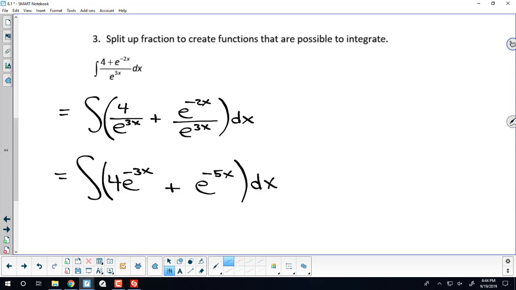So what is the antiderivative of 4e to the negative 3x? We're at negative 3, right, so we're going to divide through by the negative 3. So we have negative 4/3 e to the negative 3x. And then the antiderivative of e to the negative 5x, similar thing. We have e to the negative 5x divided by negative 5. And that's it.